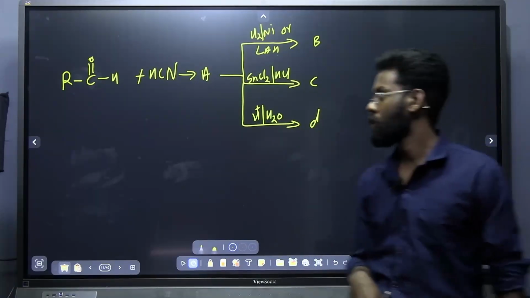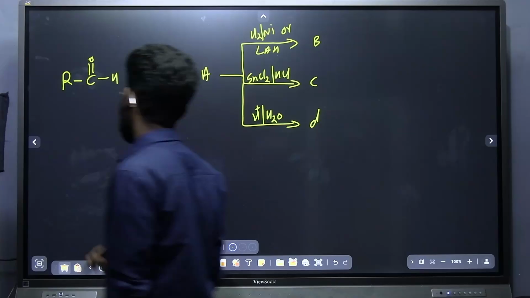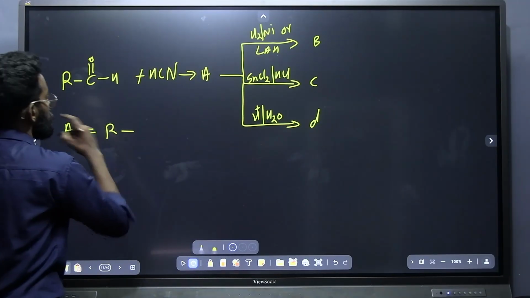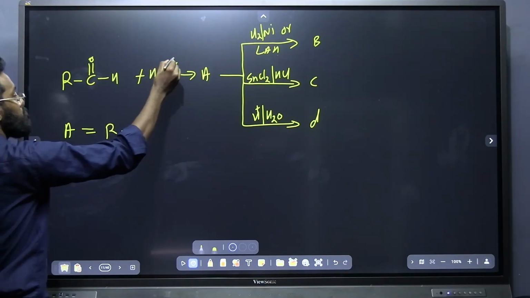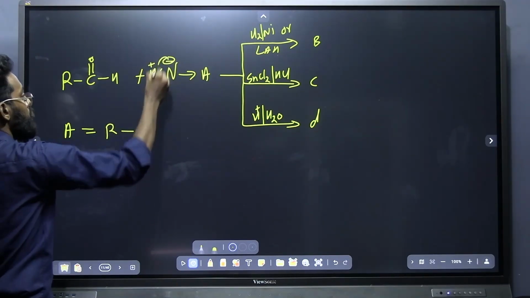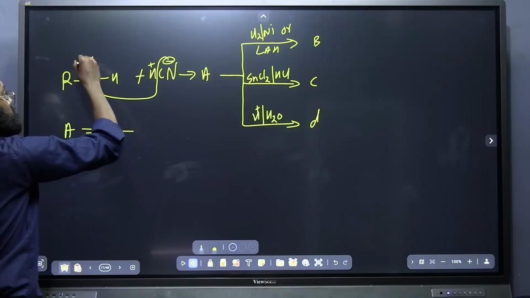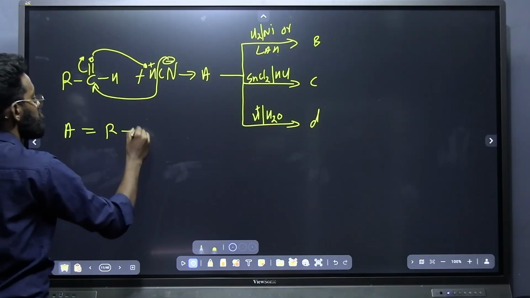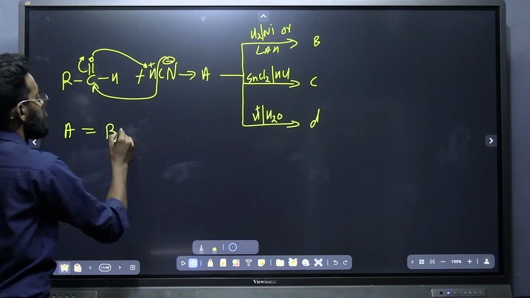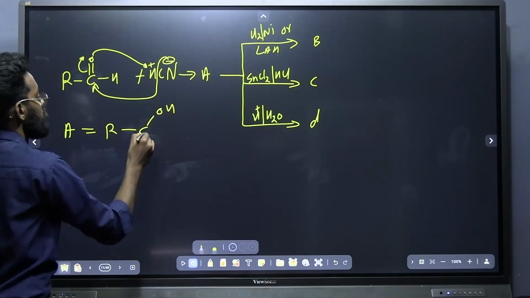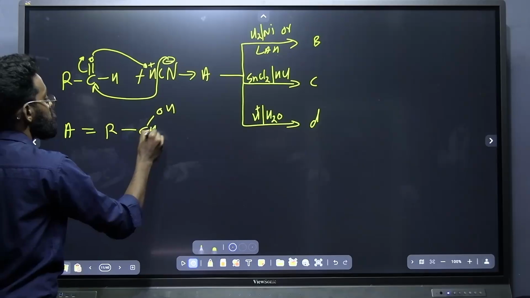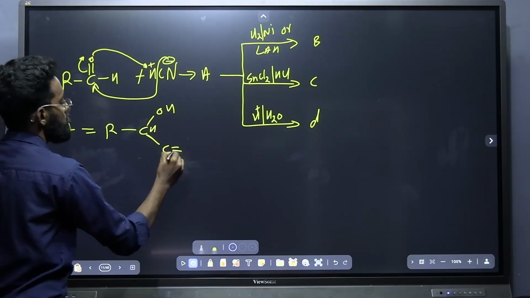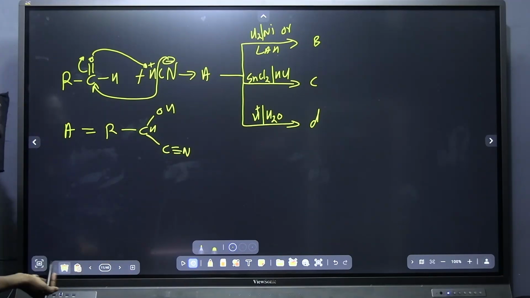What is the product A? Product A you already know. Just now we have discussed product A. CN minus will be attacking on the carbon, there will be shifting of the bond, and that will be attaching to the hydrogen. So we will be getting a cyanohydrin, R, C, OH, CN, C triple bond N. That is very easy.